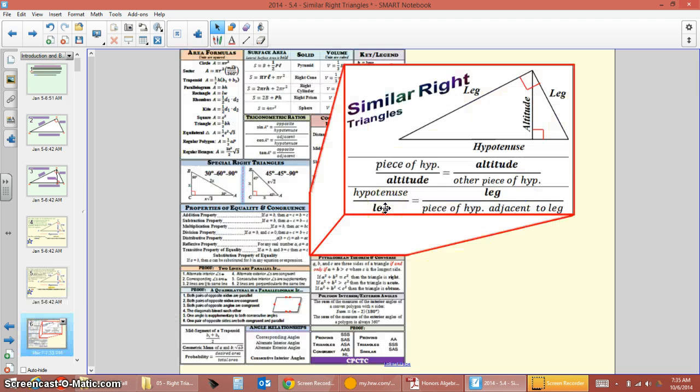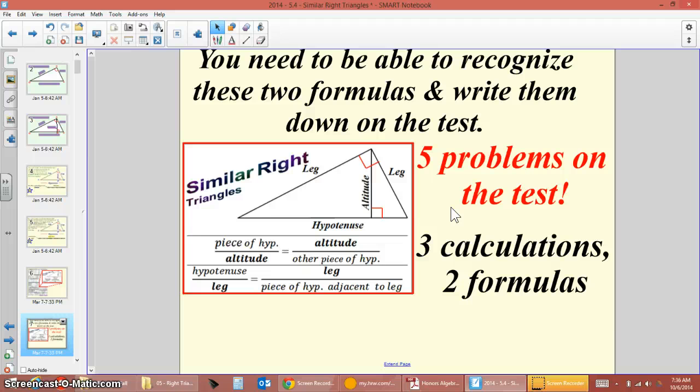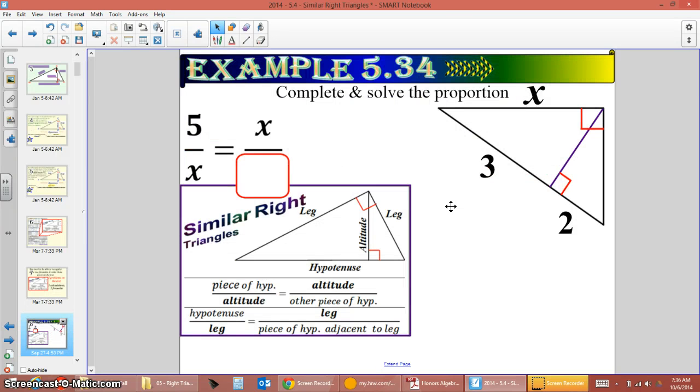It'll make a lot more sense when you look at it, but here I just want to show you what it looks like on your cheat sheet. Okay, here's the piece of hypotenuse over altitude equals altitude over the other piece of the hypotenuse. Or the full hypotenuse over a leg is equal to that same leg over the piece of the hypotenuse that we want. Okay. So there's going to be 5 problems on the test, 3 calculations, and 2 formulas. It's on your cheat sheet. Get familiar with it.